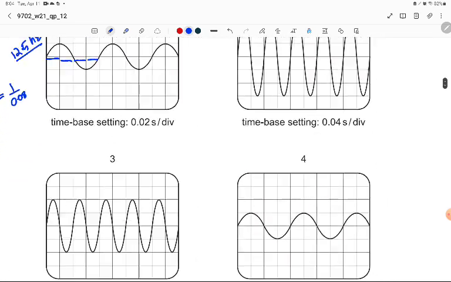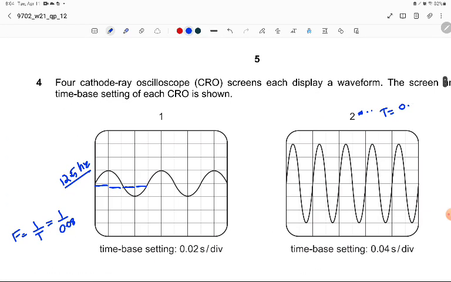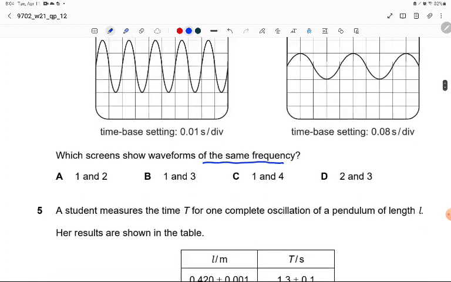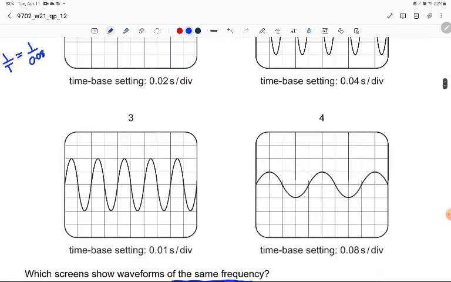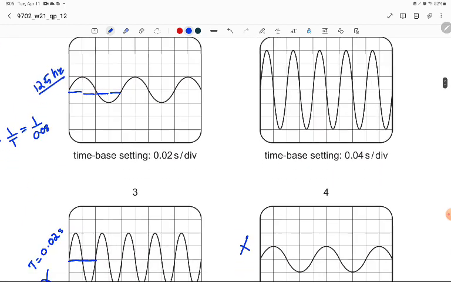This one has the same time period of 0.08. So 1 and 2 should be the right answer, but let's just check the third option. That is going to be 0.01 multiplied by 2 because we have 2 blocks over here. So that gives me a time period of 0.02 seconds. So this is wrong. So the first two options are correct.